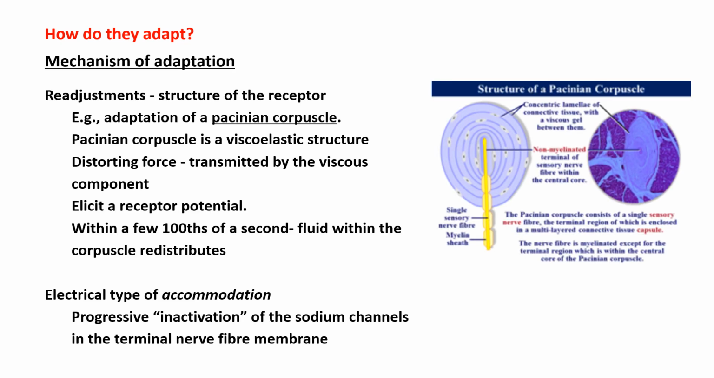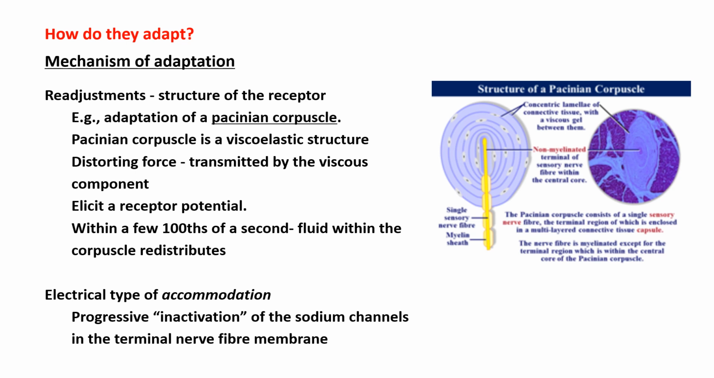How do they adapt? If they're adapting, what really happens? The mechanism of adaptation. Still look at the example. We can use an example, the Pacinian corpuscle. Now, there are two major mechanisms of adaptation. You have readjustment of the structure of the receptor itself, or it could be an electrical type of accommodation. So these are the two major mechanisms that are involved in adaptation.